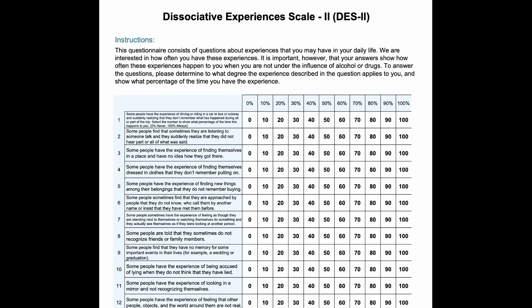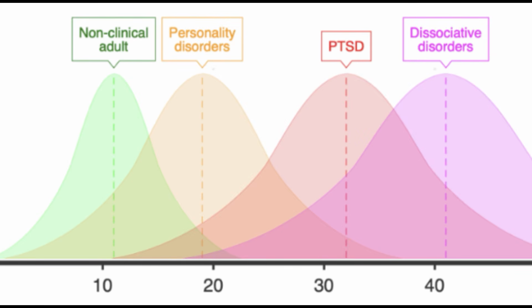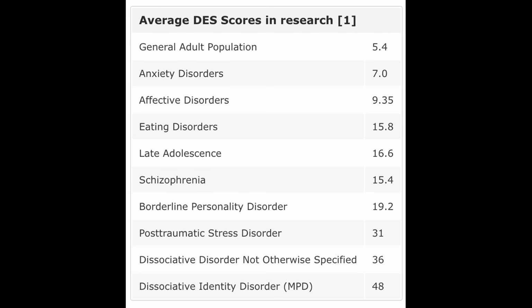To underscore this dimensional perspective, we can look at how dissociation shows up across diagnoses. The Dissociative Experiences Scale 2, or DES-2, is a widely used measure of dissociative symptoms that often reveals elevated scores in individuals with DID and other trauma-related conditions. But moderate to high DES scores can also appear in people with borderline and narcissistic personality disorders, PTSD, mood disorders, and even psychotic disorders like schizophrenia.